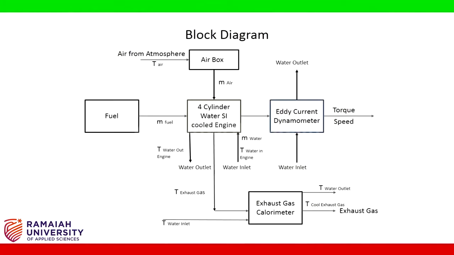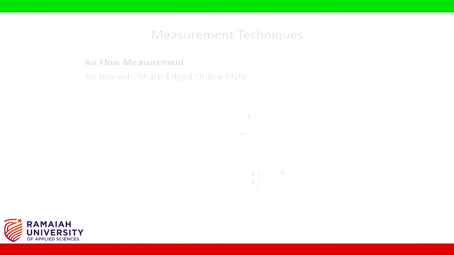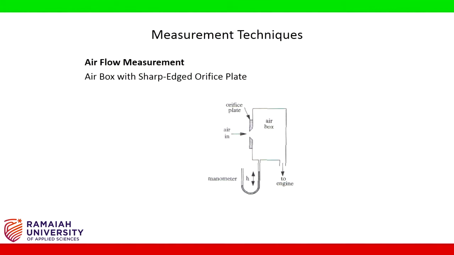The block diagram shown represents simple layout of multi-cylinder SI engine test rig with exhaust gas calorimeter. Measurement techniques: fuel flow measurement. Measuring volume flow and then correcting it for specific gravity variations is quite inconvenient and inherently limited in accuracy. Instead, if the weight of the fuel consumed is directly measured, a great improvement in accuracy and cost can be obtained. Airflow measurement. Air box with sharp-edged orifice plate.